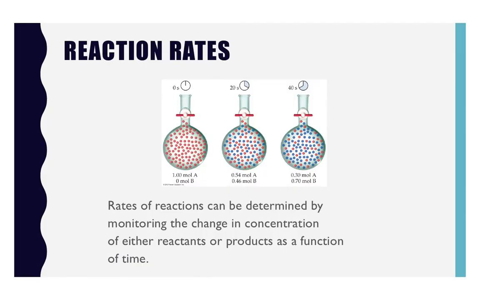All right, so reaction rates. Rates of reactions can be determined by monitoring the change in concentration of either reactants or products as a function of time. So as we see things change, we can then go ahead and compare how long it takes for those changes to happen, and that helps us develop a reaction rate.